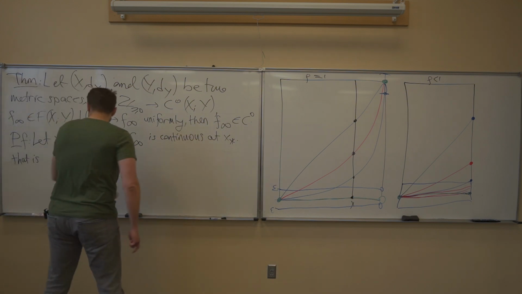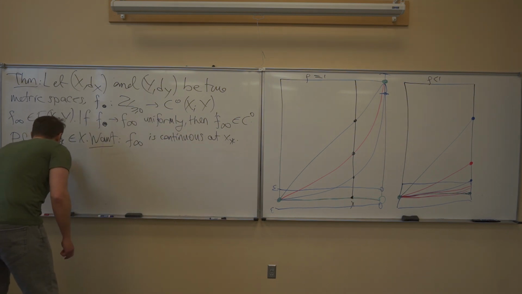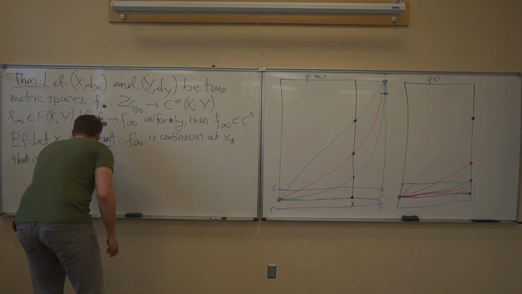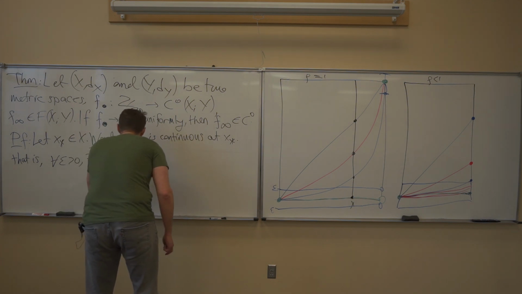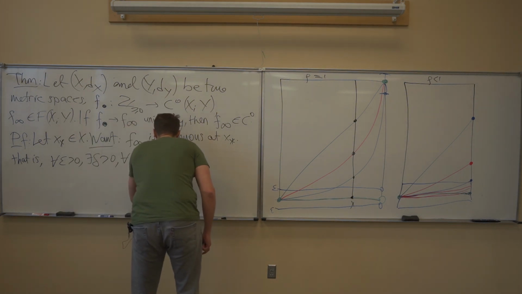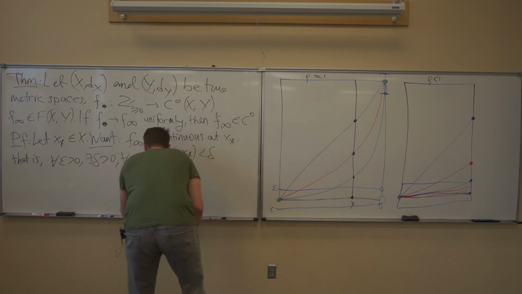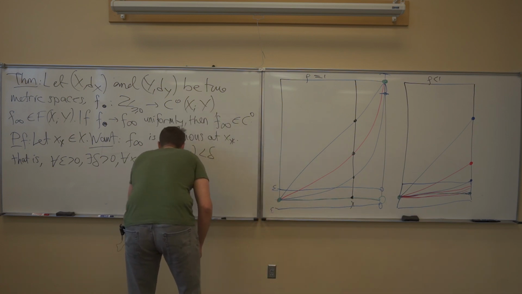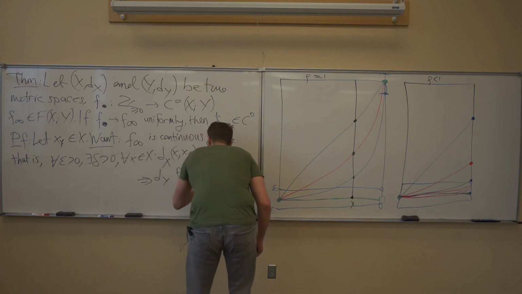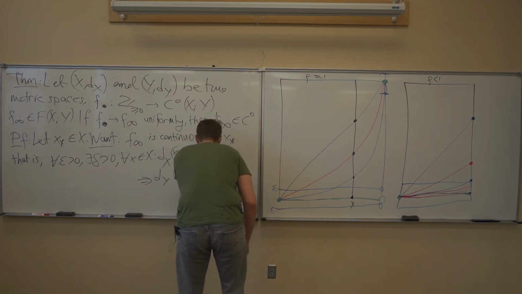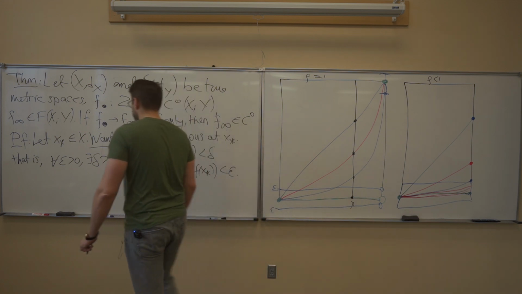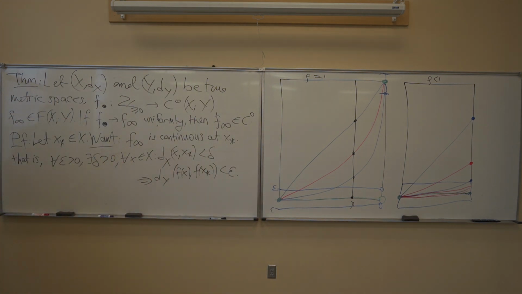What we want: for any epsilon positive, there's a delta positive such that for any x in X, if the distance between x and x star is bounded by delta, then the distance between their images, f of x and f of x star, is bounded by epsilon. This is what I want. Okay. So let's let epsilon be a positive number and see what we can do.